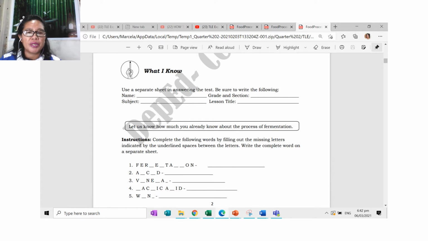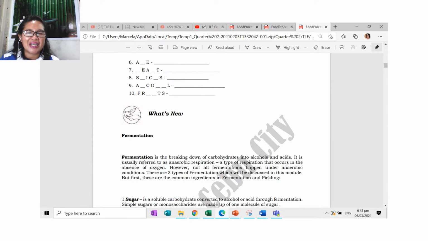There are numbers 1 to 10. This is a fill in the blank, where you are going to find the missing letters. Here is 1 to 10. You are going to answer this one. After answering this, we are going to proceed to what's new. We will know the following. What is the meaning of fermentation?